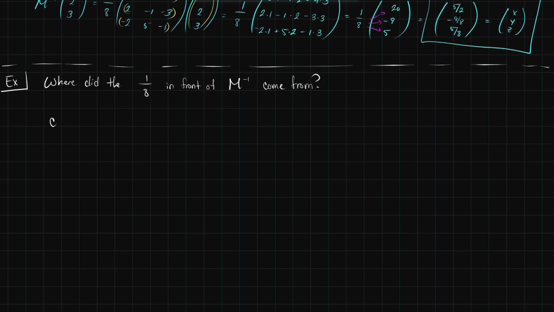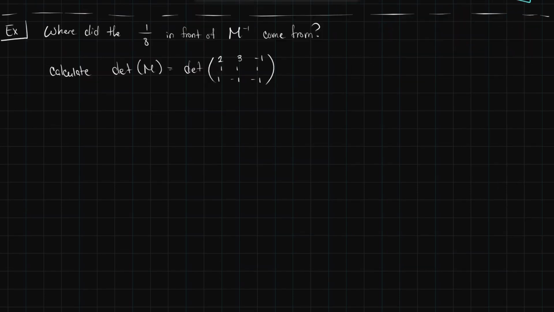Let's go ahead and calculate the determinant of M, which in that case, the matrix M was 2, 3, negative 1, 1, 1, 1, and 1, negative 1, negative 1. Let's see if we remember how we do this for 3 by 3 matrices. We start by looking at the top row. We write out 2, 3, and negative 1, and then 2 gets associated to its submatrix.